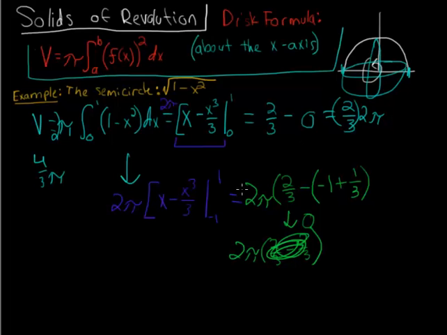And that's why, whenever you see anything symmetrical like that, you should just go from 0 to 1 or whatever it is and just multiply by 2. So that's how we prove that the volume of a sphere is 4/3 pi r cubed.